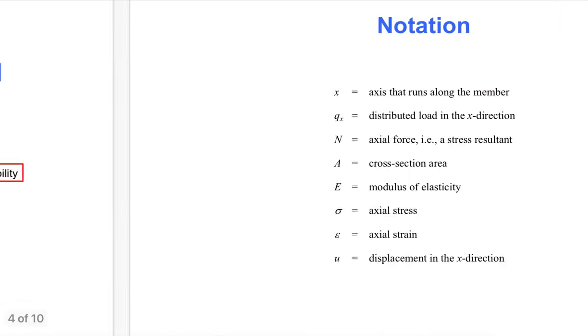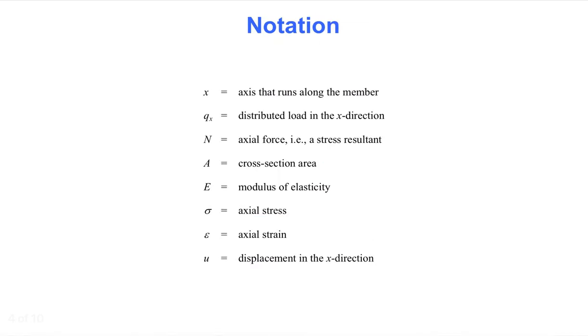The next slide shows the notation used in terje.civil.ubc.ca Toolbox. X is the axis that runs along the member. Q is the distributed load in the X direction. N is the axial force, which is the only stress resultant that appears for truss members. A is the cross-section area. E is the modulus of elasticity, which we often call Young's modulus. Sigma is the axial stress. Epsilon is the axial strain, and U is the displacement in the X direction.